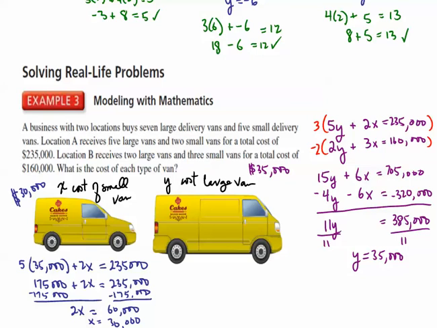When I do, I get 2 times y, which is 35,000, plus 3 times x, which is 30,000, and that should give me 160,000. 2 times 35,000 is 70,000. 3 times 30,000 is 90,000, and that does indeed equal 160,000. And so my values check, and that is an example of a word problem that we could solve using the method of elimination.